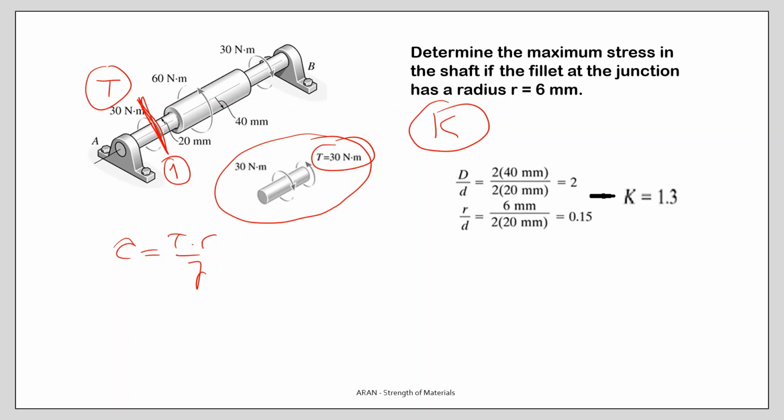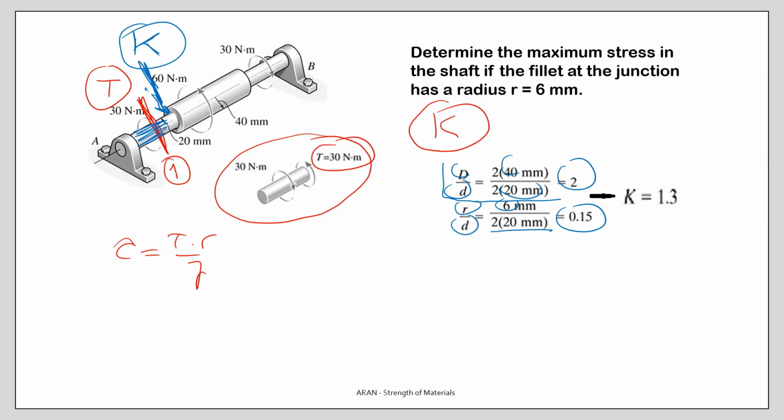But this is valid for the region, but for the fillet, I need to consider the stress concentration and I need to calculate a K value. For this purpose, I calculate the values D over d, which is 40 divided by 22, and the r over d value, which is 6 divided by 40, that is 0.15.